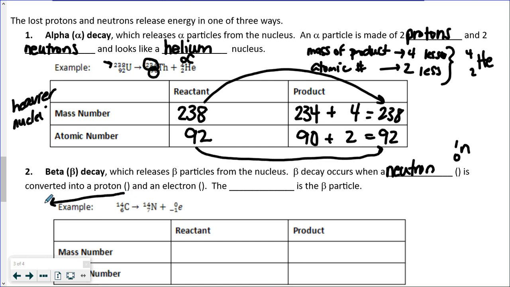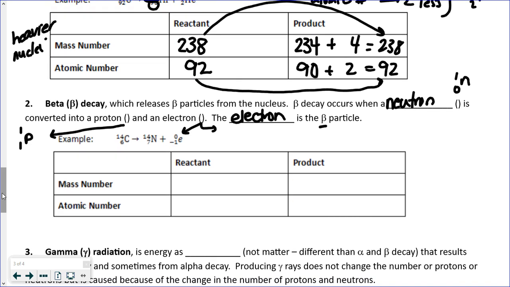Hopefully that still showed up in your notes. So the way we represented a proton has a mass number of 1 and an atomic number of 1. So that's a proton and an electron. I'll just point to the electron down here. The electron is what we call our beta particle. So again, this is an example of beta decay.